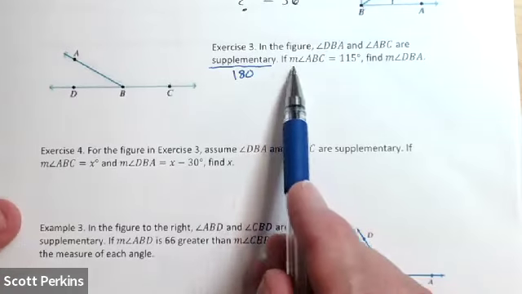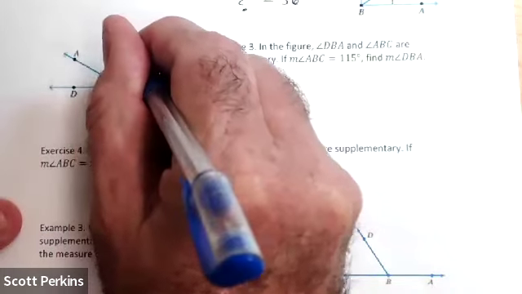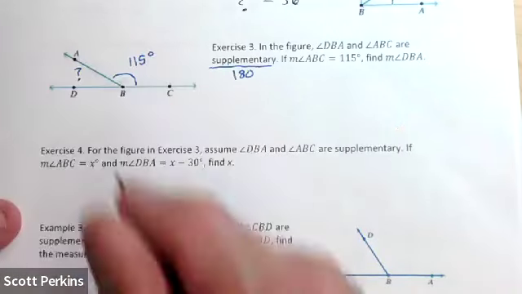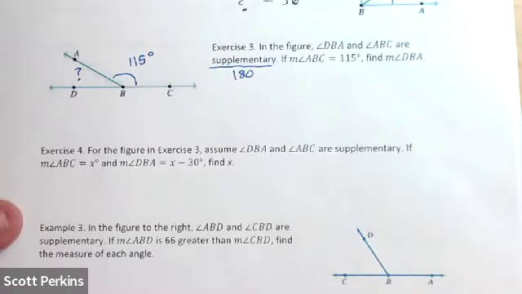So this time the measure of ABC is 115 degrees. So here's my arc. That's going to be 115 degrees. I want to know what is DBA. I'm going to put a little question mark right there. So again, another concrete problem. You can probably do this with your calculator. I'm going to show you the work because you're going to need the work for the next problem. That's a little less concrete, okay?